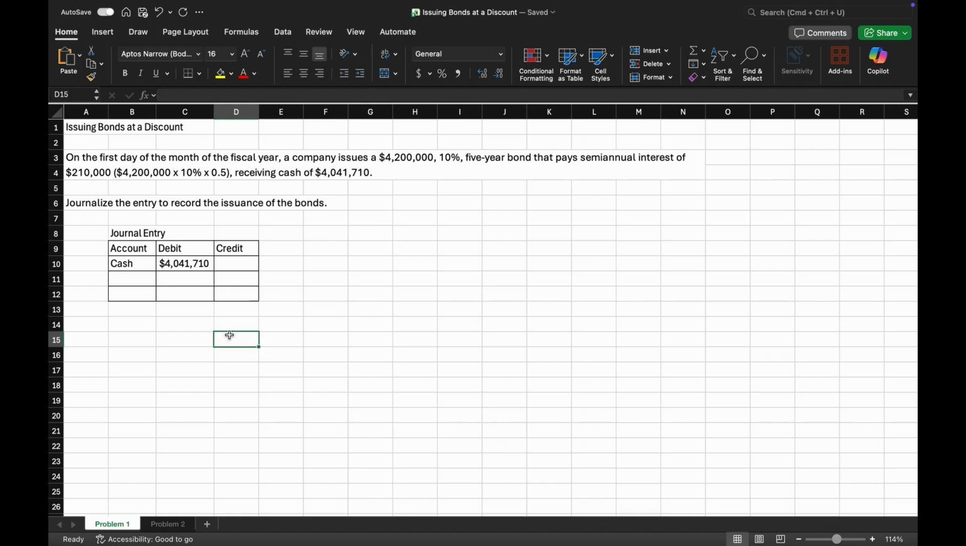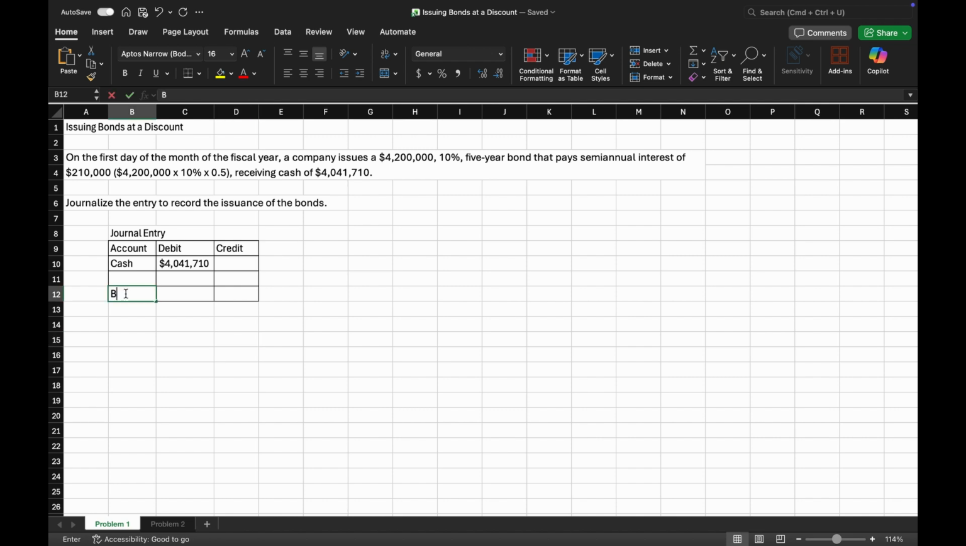Now for bonds payable. This is the amount that the corporation will eventually have to pay to the investor for the bond, and it is a long-term liability account. Bonds payable is always recorded at face value, no matter the discount or the premium. And a liability account that increases requires a credit. So we need to credit this account for the face value of the bond.